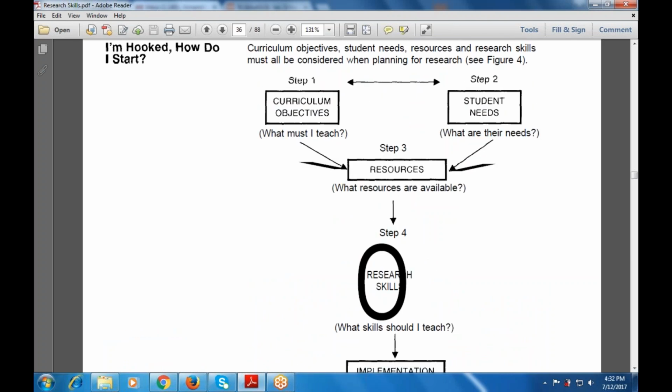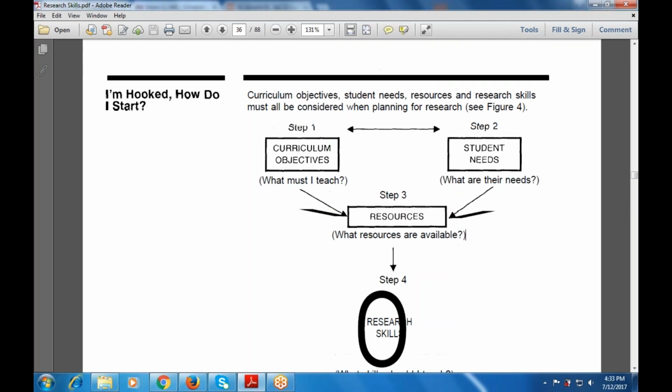These are the stages that are used with the planning, information retrieval, and information processing. But these are the stages that are used with the curriculum needs, student needs, resources, and the research skills, which must be considered when planning for the research is carried out. So the main motto is the curriculum links, the curriculum objectives.